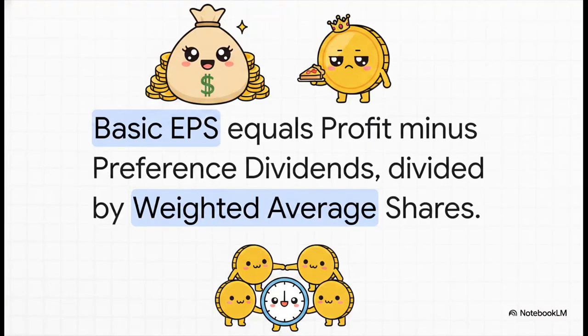Looking at the core formula, it's not just total profit divided by shares. Actually, it's profit or loss minus preference dividends divided by the weighted average ordinary shares. We have to deduct those preference dividends first. Why? Well, because ordinary shareholders only hold a residual interest. Basically, they only get what's left over after all those guaranteed payouts have already been made.